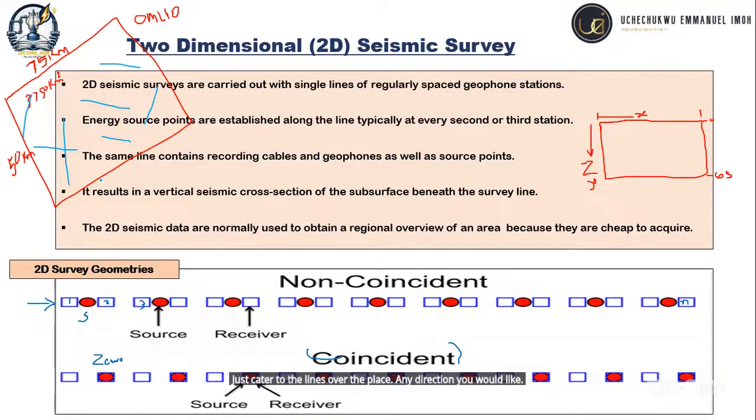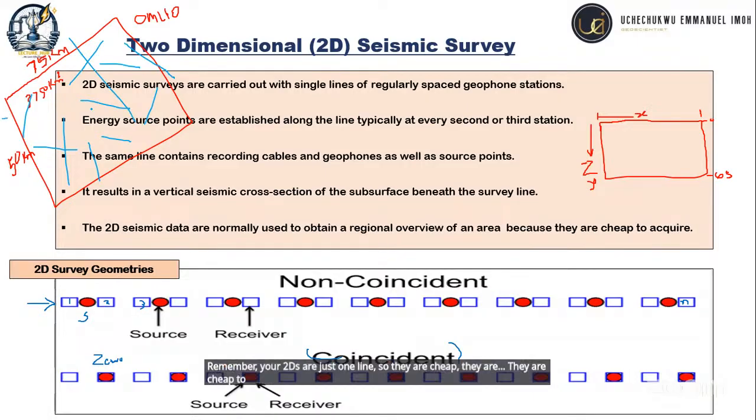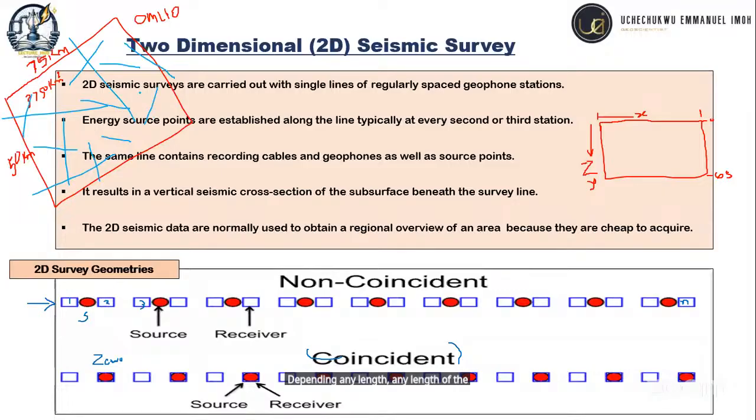Remember, your 2Ds are just one line, so they are cheap. They are cheap to do. So you can run your 2D to any length of line you want. So you keep scattering the 2D over the area. What are you looking for?